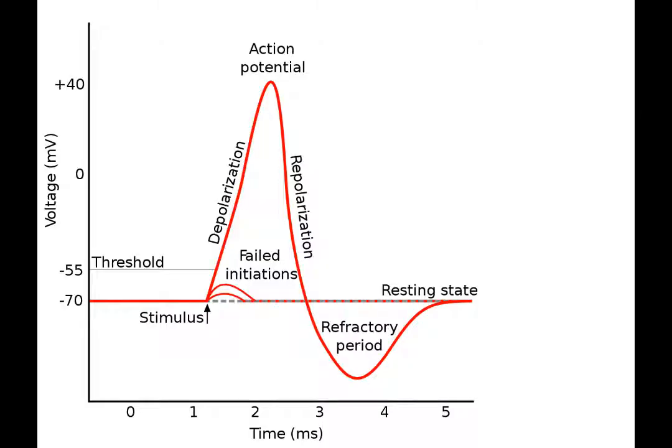This picture has everything we just did. We're at rest, the cell's happy at minus 70. These little lines represent a graded potential. Like, all right, something made it a little positive, this one made it a little more positive, but it just went back to normal.